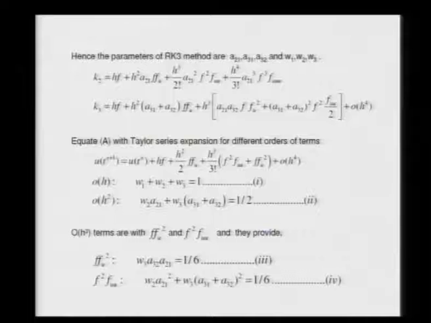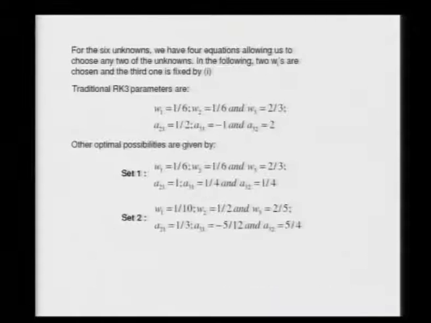So, basically what we note is that we have 6 unknowns, and we have generated 4 equations, which allows us choosing any 2 of them. Those are your degrees of freedom. In the following, I am just indicating one way of doing it: you choose 2 of the w_i's. Once you do that, then from equation 1, the third w_i is obtained, and you can solve for those a_ij's.